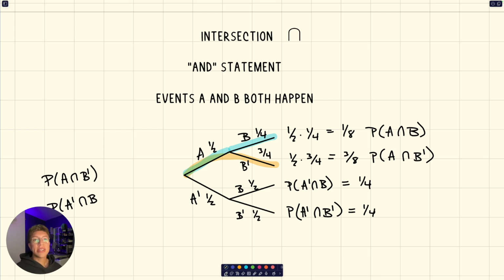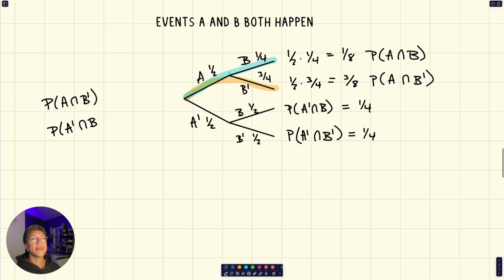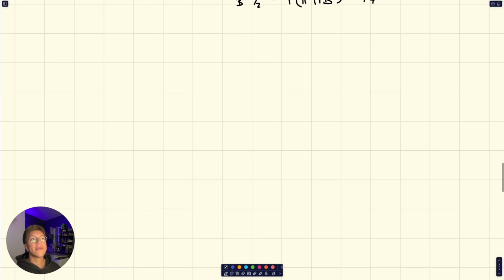All right, up next we have our union. Our union is a little bit weird for tree diagrams compared to the Venn diagram. So we kind of have trade-offs, the Venn diagram does some things better, the tree diagram does some things better. Our union, which is represented by the large U, let's put that on the screen. The union is our OR statement.